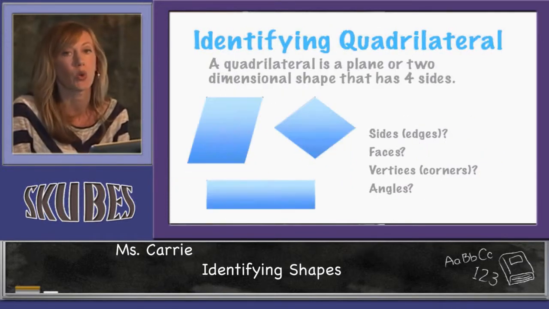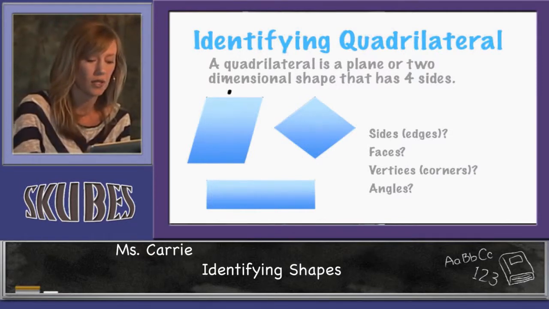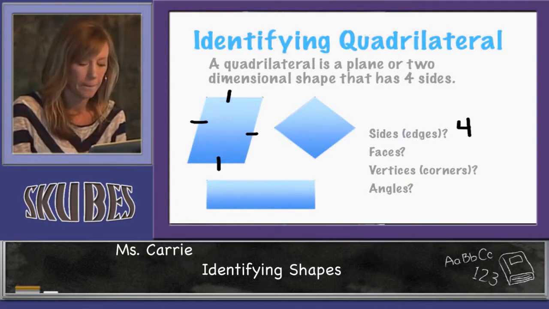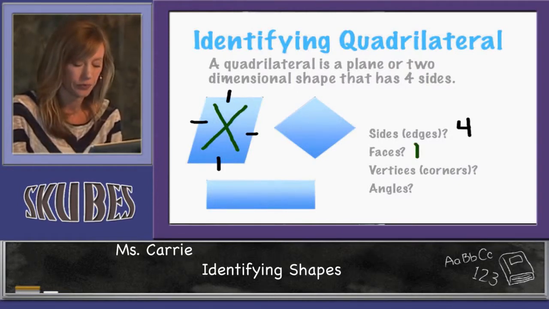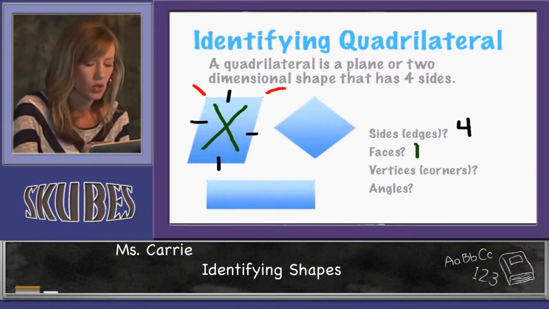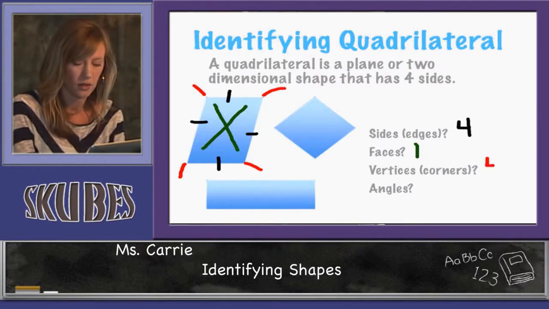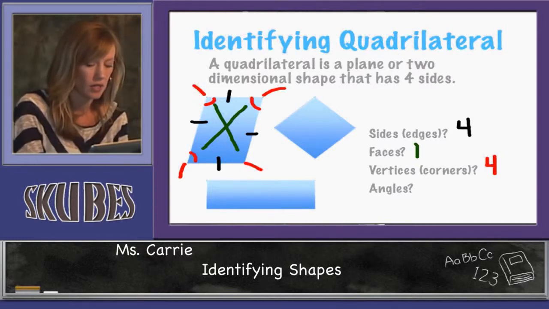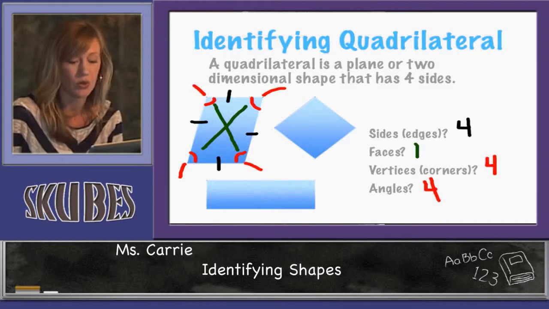Let's talk about another shape. We're going to talk about what quadrilaterals are. A quadrilateral is a plane or 2-dimensional shape that has 4 sides. 1, 2, 3, 4. There's the 4 sides. It only has one face since it's flat. There's the one face. Vertices or corners. 1, 2, 3, 4. And let's do the angles. 1, 2, 3, 4. So a quadrilateral has 4 sides, 1 face, 4 vertices or corners, and 4 angles.